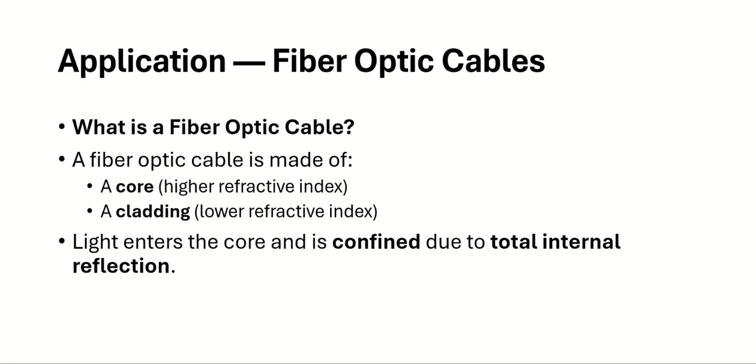Now we're talking about fiber optic cables. What's a fiber optic cable? Everyone knows the fiber optic cable at this point, because we're in the 21st century and internet is widely used, especially in 2025. A fiber optic cable is made of a core, which has a higher refractive index, and a cladding, which has a lower refractive index. So why do we have two different refractive indices? It's designed this way to trap the light inside the core, so you don't have leakage of light.